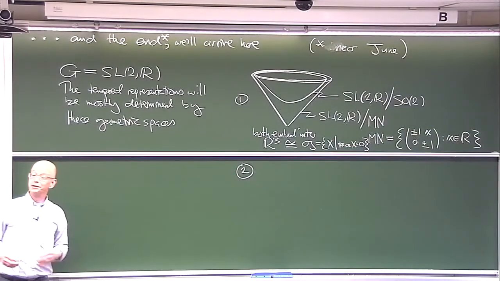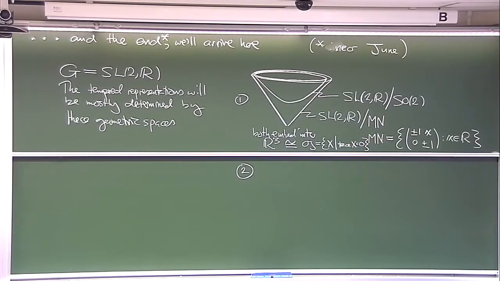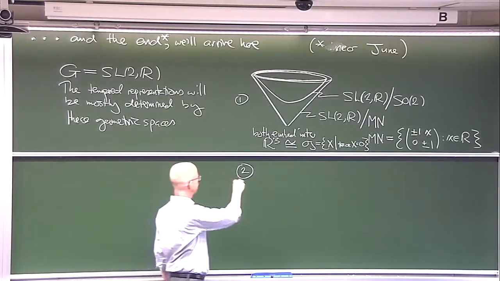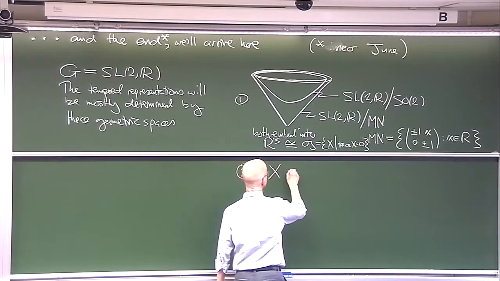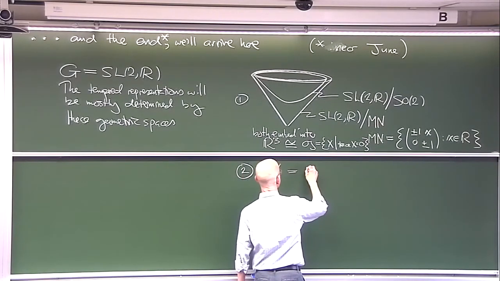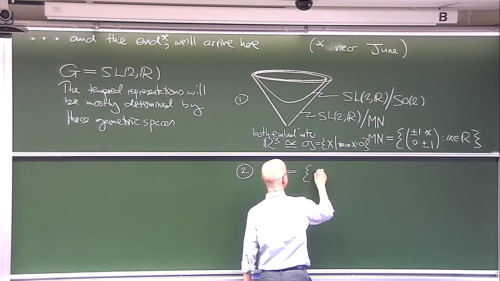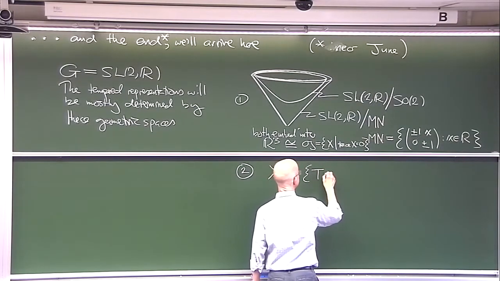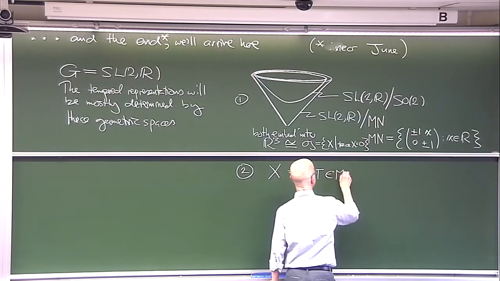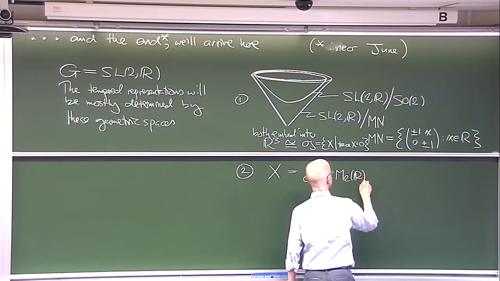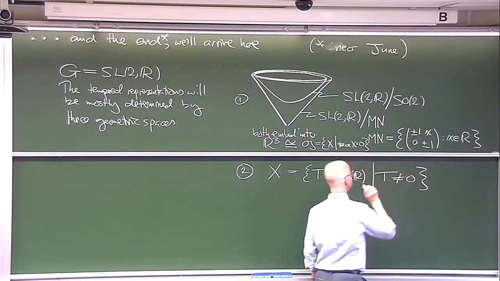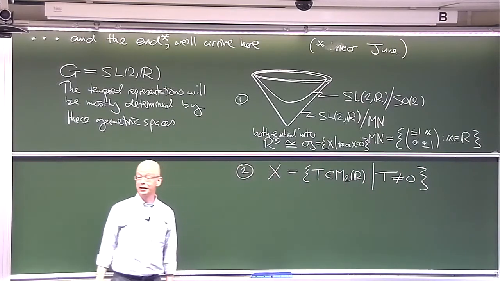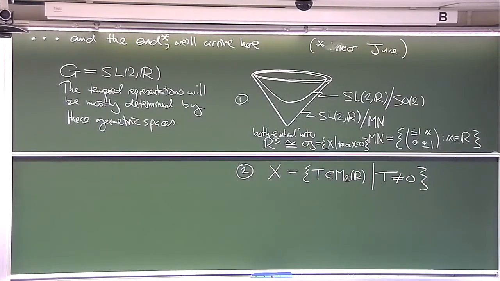So picture number 2 I have to describe in words, not in terms of an illustration like this. I want to build a big space. And this big space will just be the set of all matrices, it's called T, which are 2 by 2 real matrices. And there's only one condition, which is the matrix is not 0. So it's all the non-zero matrices, not invertible, not 0 matrices.